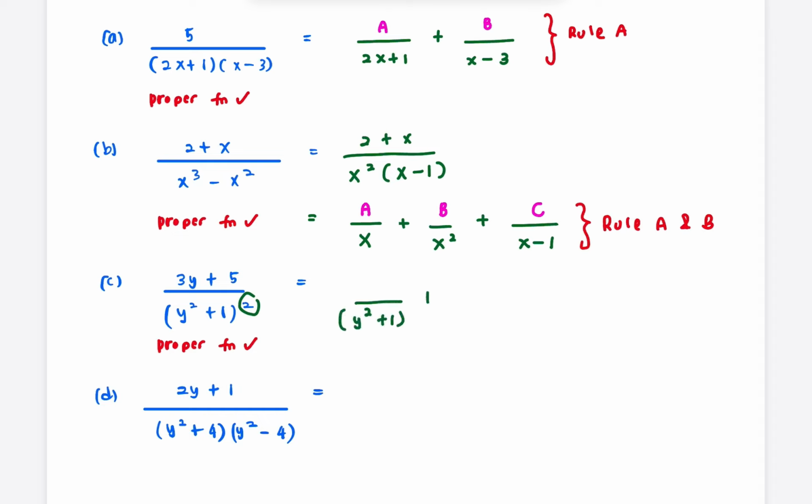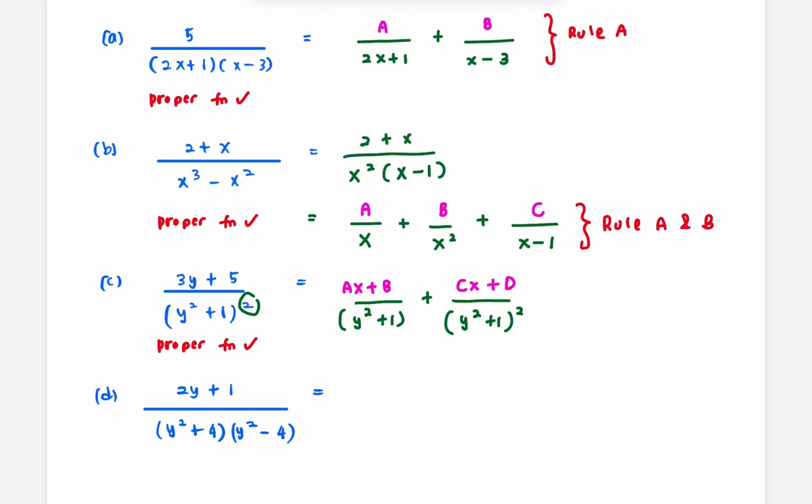Okay. This one, which rule are you applying just now? Rule D. This example is for you to decompose only. Just apply which rule. Okay, part D. 2y plus 1 over y squared plus 4, y squared minus 4. Okay, y squared plus 4, y squared minus 4.